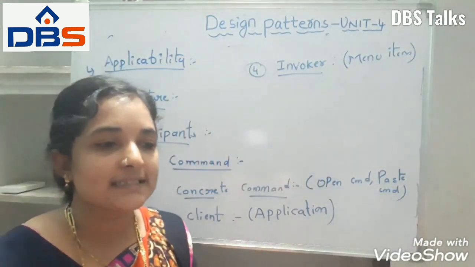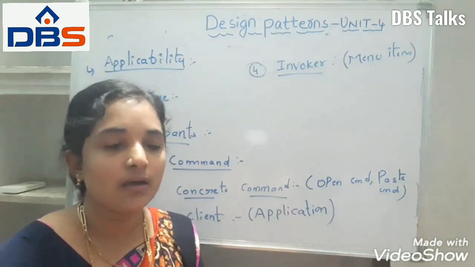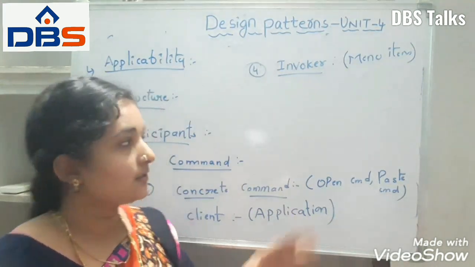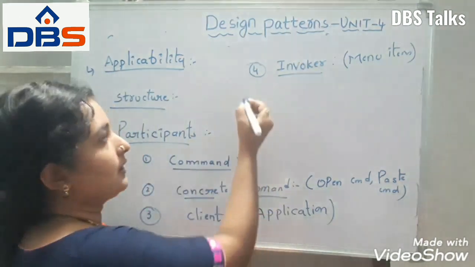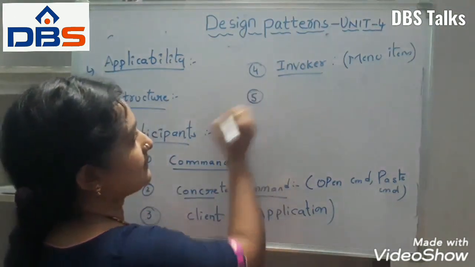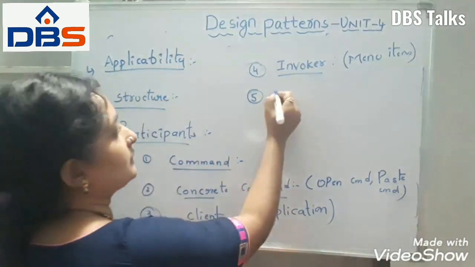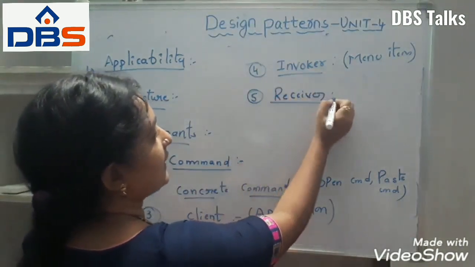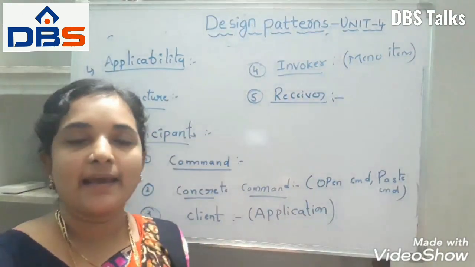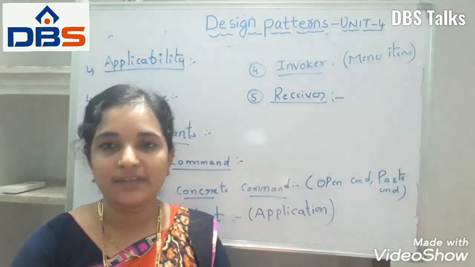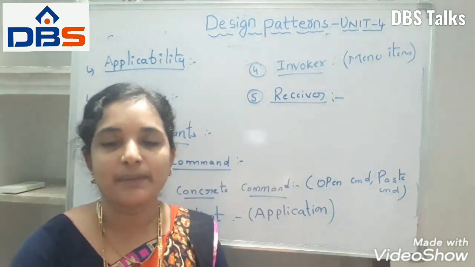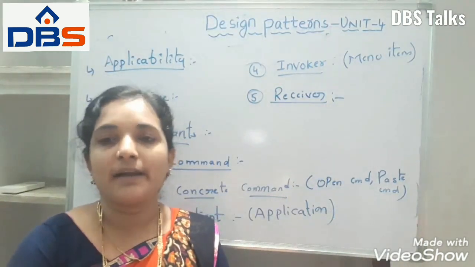It asks the command to carry out the request. So that is called the invoker. Next participant is called the receiver. The receiver is mainly used to perform an action and handle the request given by the client. These are the different types of participants that occur in the command design pattern.